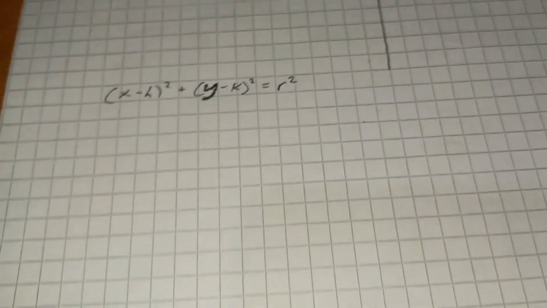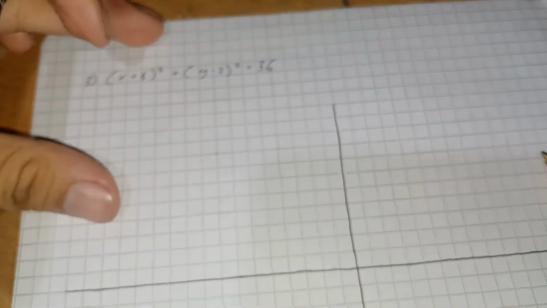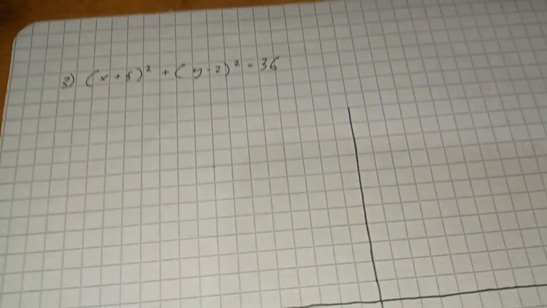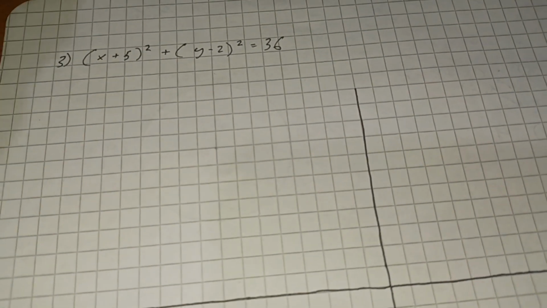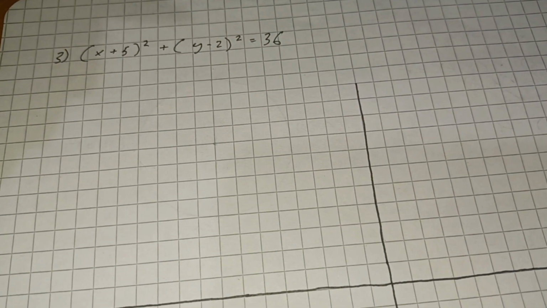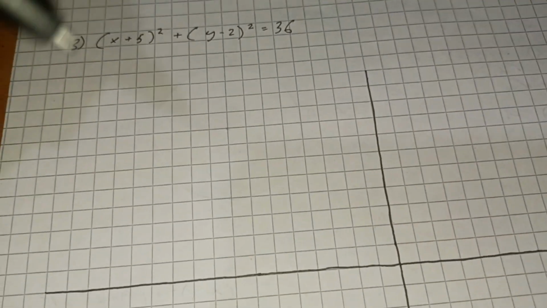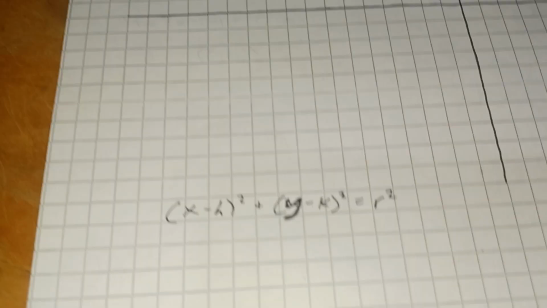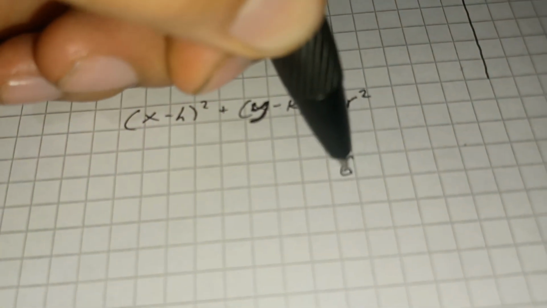So again, we go up to the equation that was given to us, and we see that in the place where r squared would be, there's a 36. So to find the radius, we take the square root of 36, which is going to give us 6. So that is going to be your radius.